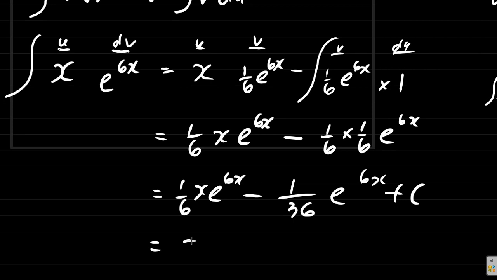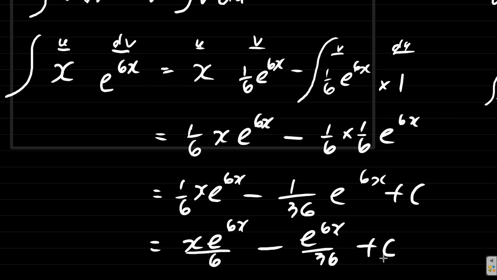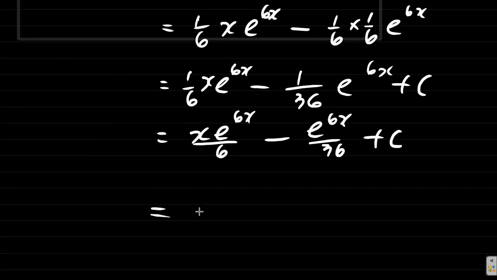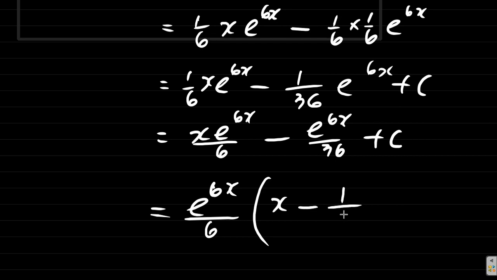You can rewrite it as x e to the 6x over 6 minus e to the 6x over 36 plus c. And you can even factorize it, this part, if you want. You would have e to the 6x divided by 6, then you have x minus 1/6, plus c.